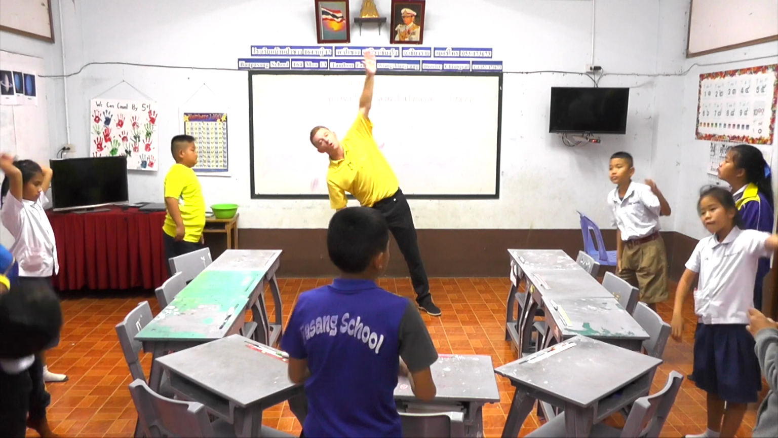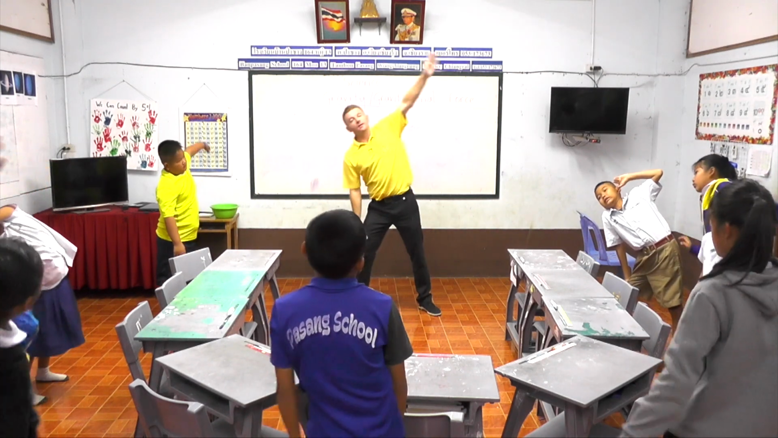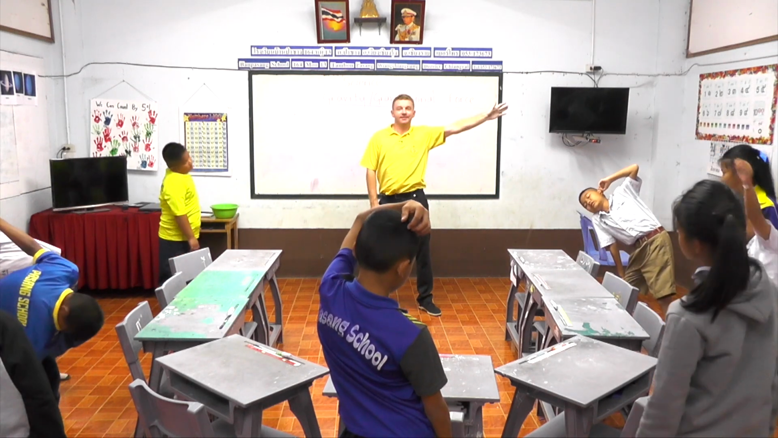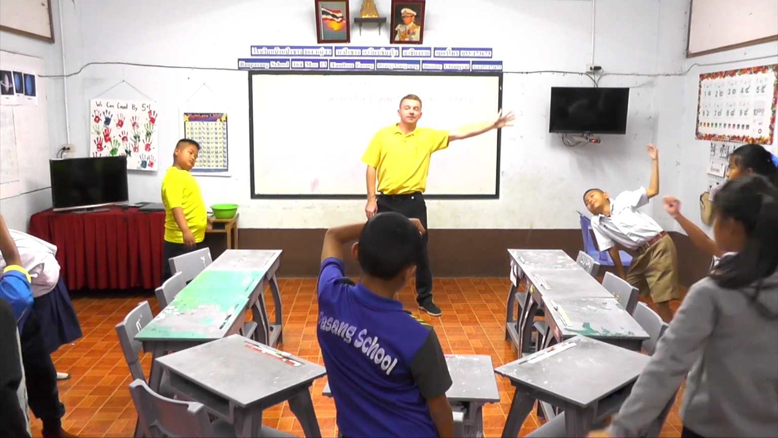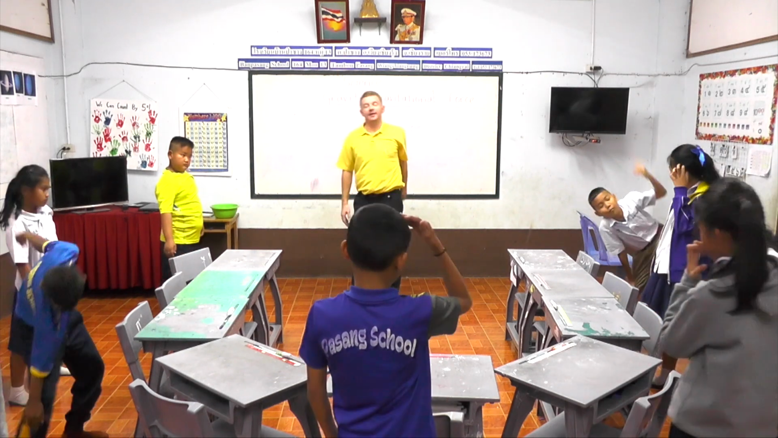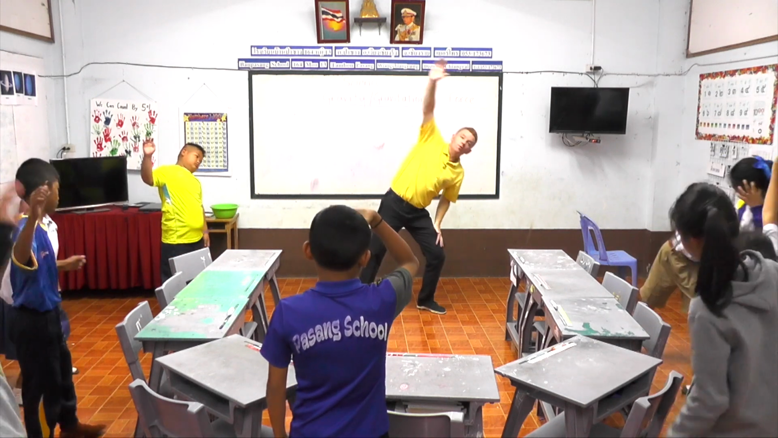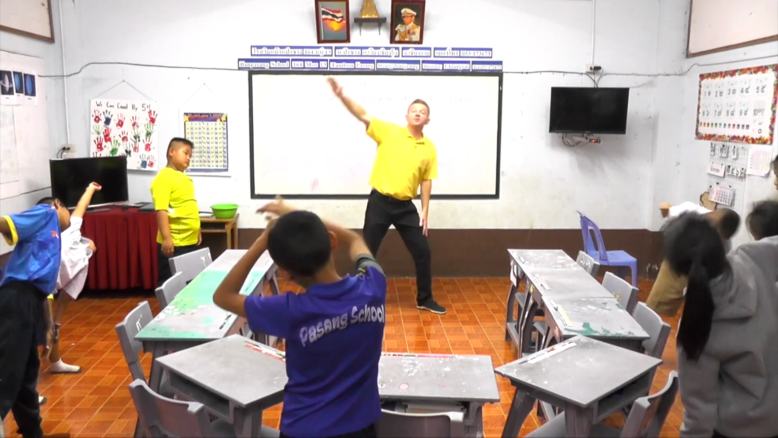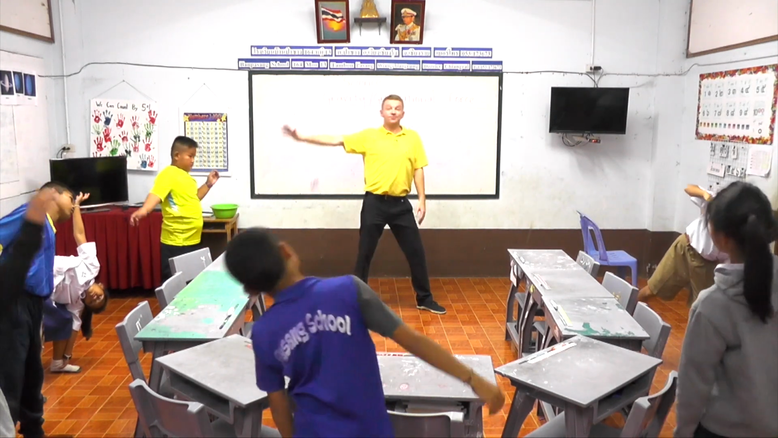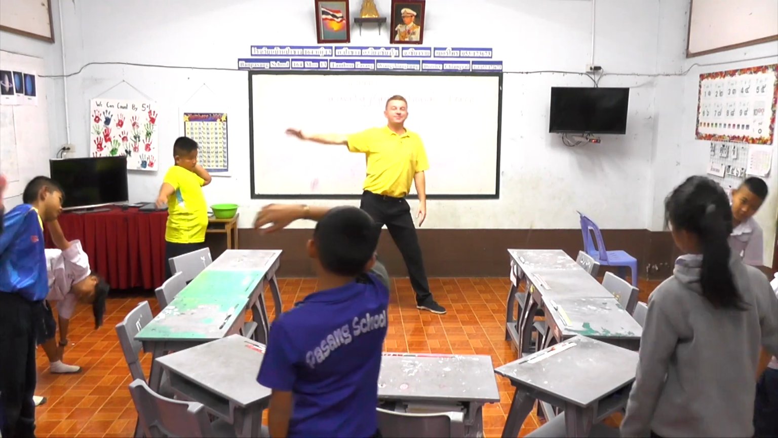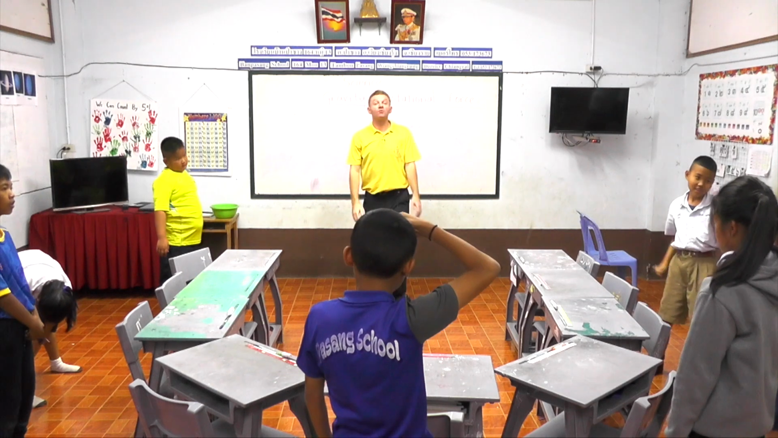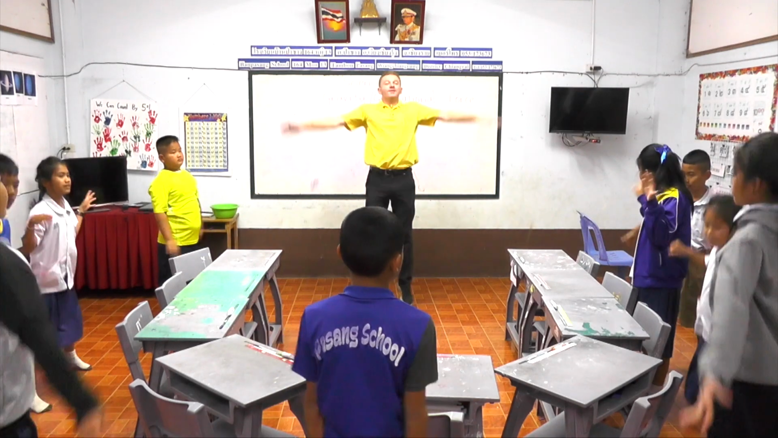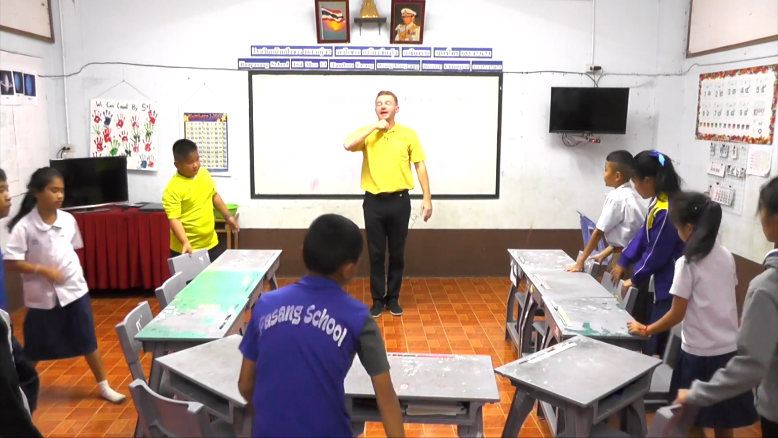So 5 stretches to our right. 1, 2, 3, 4, 5. And then 5 stretches to our left. 1, 2, 3, 4, 5. And to finish, we will do 5 star jumps. 1, 2, 3, 4, 5. Excellent, guys. Have a seat.